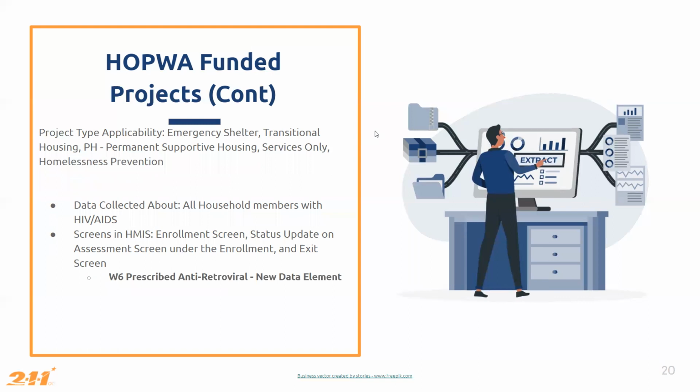For the last, this is a new data element that's been added. It's being titled the prescribed antiretroviral. The project type applicability for this new data element is going to be the same projects listed in the previous 2 slides. So those are the emergency shelter, transitional housing, permanent supportive housing, services only, and homelessness prevention. This is going to be data that's collected as well for all household members with HIV or AIDS. And then the screens in HMIS that will pertain to this are going to be the enrollment screen, status update on assessment screen under the enrollment, and exit screen.